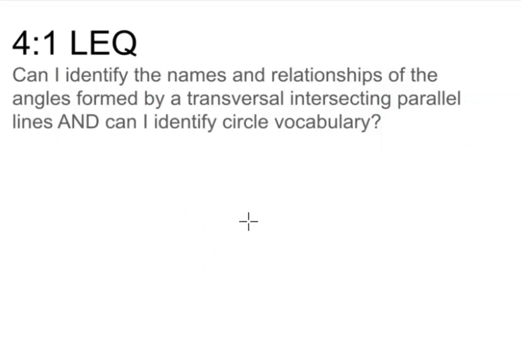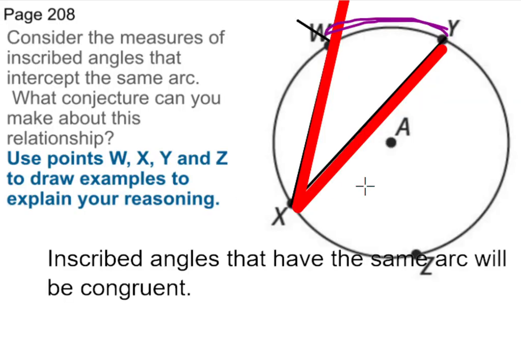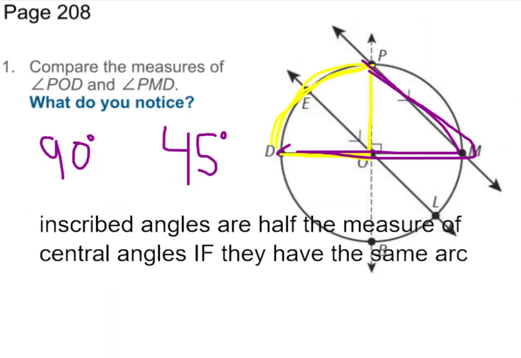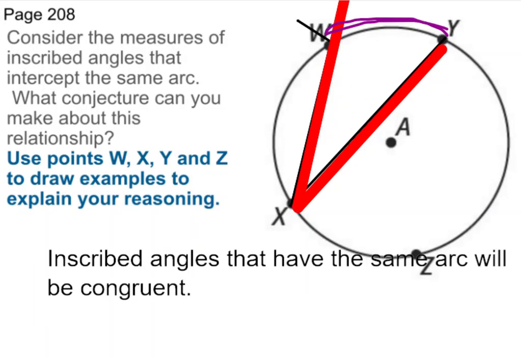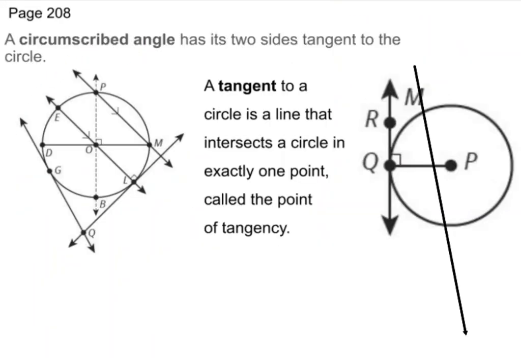Okay, so to review our lesson essential question, can I identify names and relationships of the angles formed by a transversal intercepting parallel lines? That was the first part of this presentation that we did in class. And the new stuff was, can I identify circle vocabulary? That's going to be my inscribed angle, my central angle, my tangent line, my circumscribed angle, all that stuff. So, good luck with your Mathia and Delta Math.